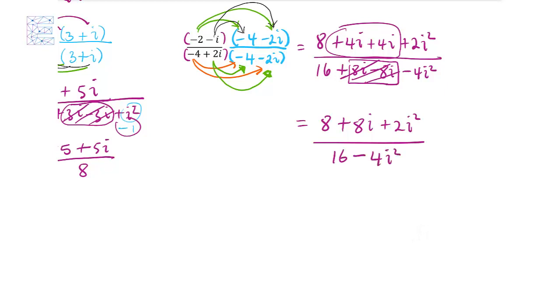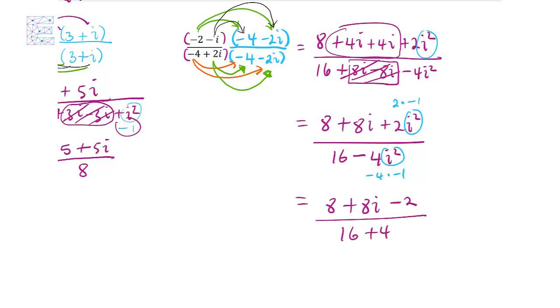However, we've discovered in previous problems that i squared is actually a number. So i squared is negative 1. So this really is 2 times negative 1. Also, we have an i squared here, which is again negative 1. So this is really negative 4 times negative 1. So we can rewrite these as 8 plus 8i minus 2 over 16. Negative 4 times negative 1 is positive 4.